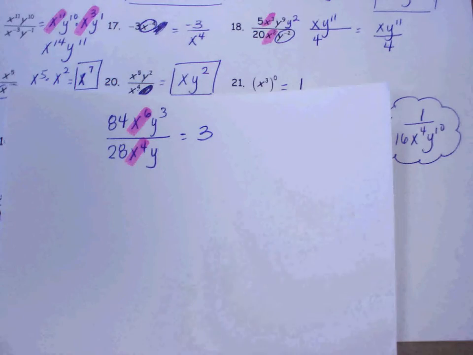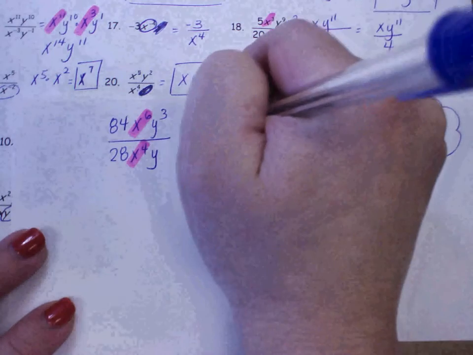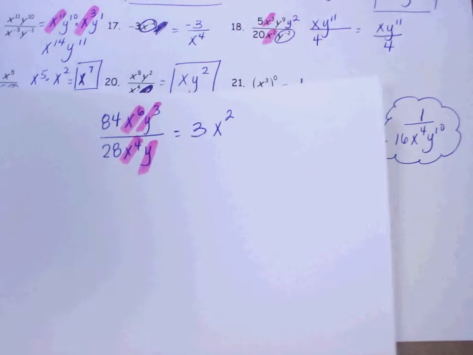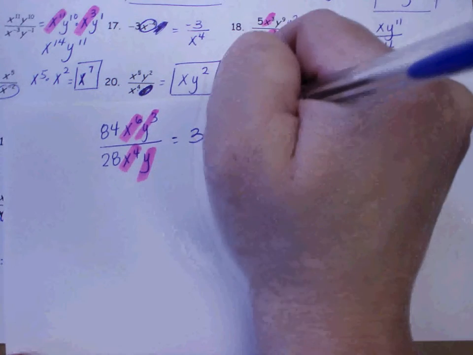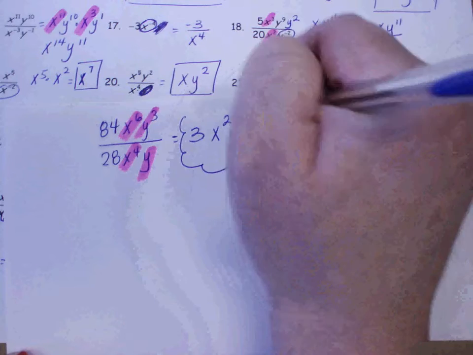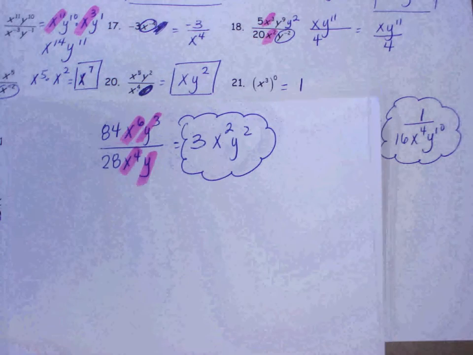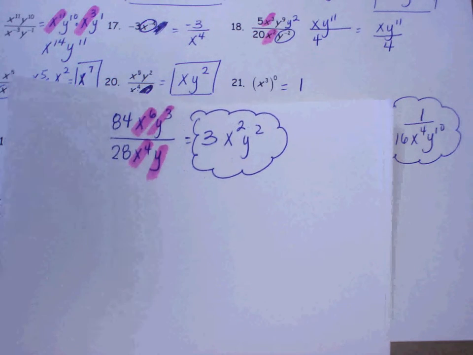And then these two? Subtract. And then these two? 2 at the top. Yay? Alrighty, awesome.